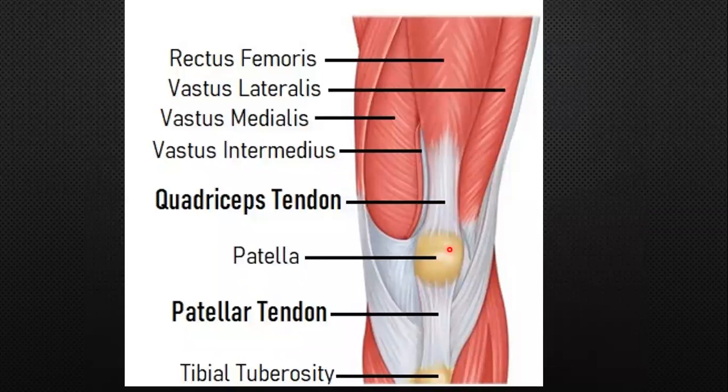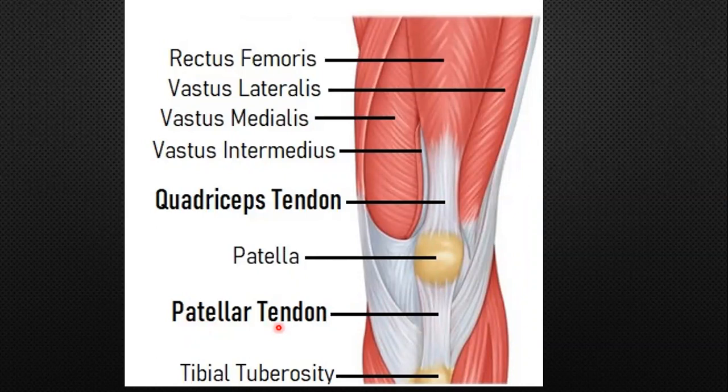Here you can see this is the patella, this is the quadriceps tendon, the common tendon for the insertion of all the four quadriceps femoris muscles. This is the rectus femoris muscle, this is the vastus lateralis, this is the vastus medialis, while this is the vastus intermedius muscle. All these muscles converge to be inserted through a single tendon, the quadriceps tendon, on the patella. Then there is another tendon, the patellar tendon, which connects the patella with the tibial tuberosity.